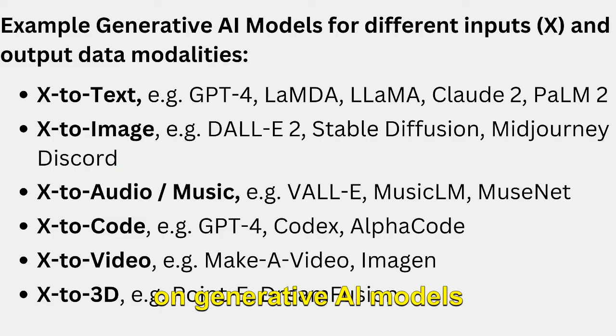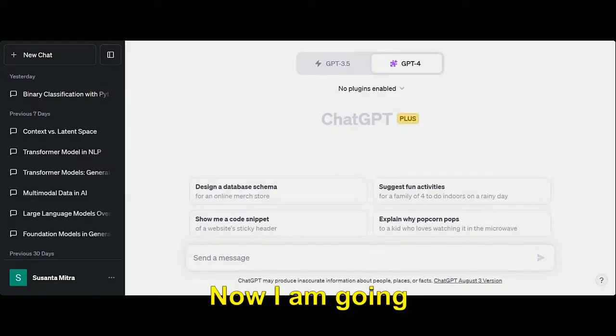On generative AI models for different inputs and output data modalities. The different inputs, as denoted by capital X, can be text or image, audio, code, video, and 3D, and corresponding outputs also. So here, some important and popular generative AI models have been shown. Now, I am going to show two examples of text to code generation and then code conversion.